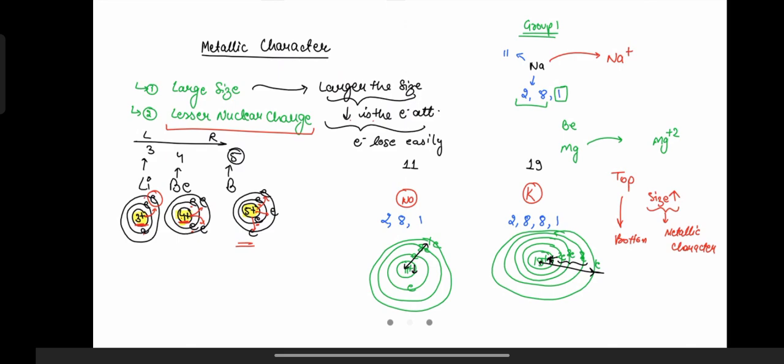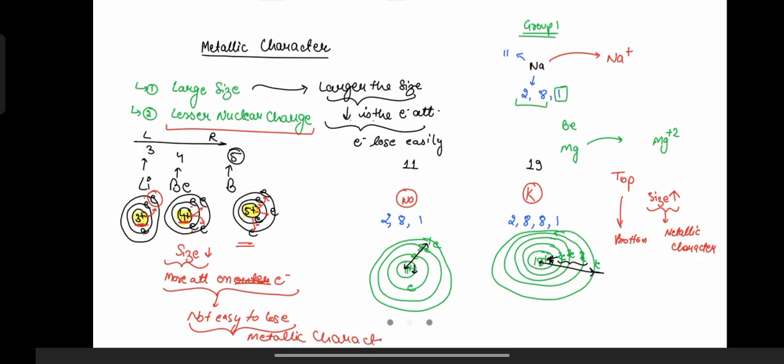What is happening if you are moving left to right in a period? The size is reducing. Why is the size reducing? Because of the more attraction on the outermost electron and the innermost also, or you could directly write that there is more attraction on the electron. And what is happening because of more attraction on the electron? It is not easy to lose the electron. And if it's not easy to lose the electron, the metallic character reduces, right? And if the metallic character reduces, we say that they are not good metals.